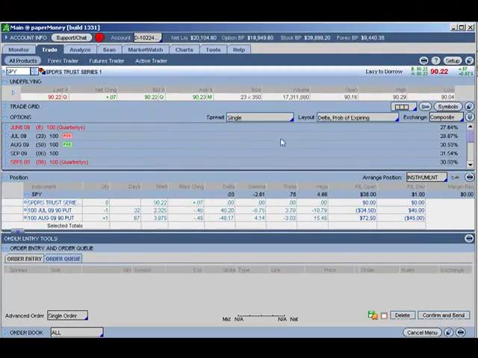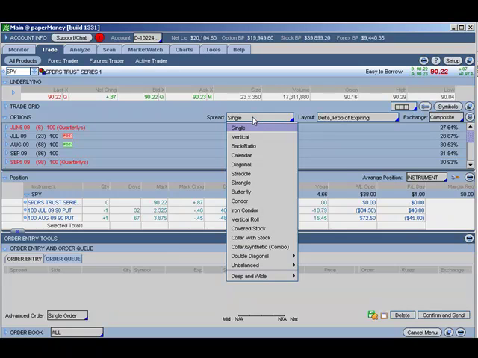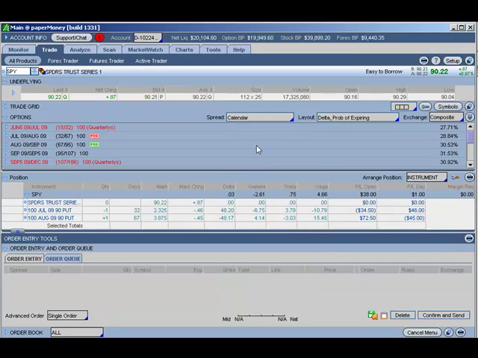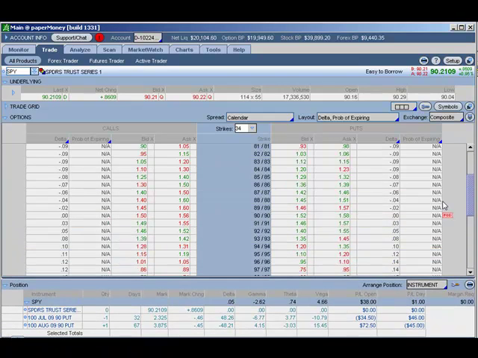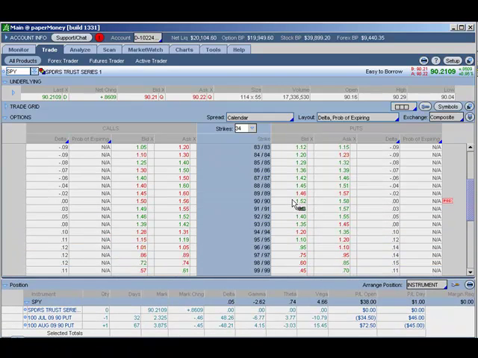To start with, I want to change the view from single to calendar. What that allows us to do is look at the value of 2 months at the same time. In this case, we're currently in a July-August position. If we expand this, we currently have a long August 90 and a short July 90, and the current value is trading for around $1.57.